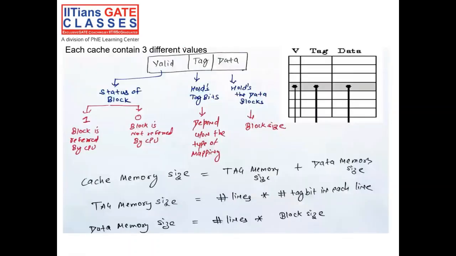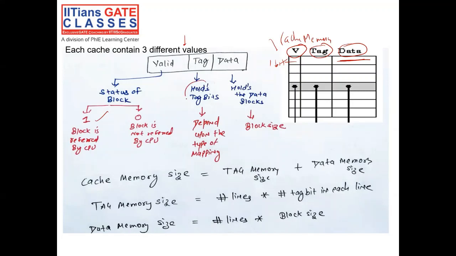Each cache line contains 3 different values. Let's say this is your cache memory. It contains your valid bit, your tag bits, and data bits. Data bits is your block. The valid bit is only a single bit, and it tells the status of the block. If that bit is 1, then the block is referred by the CPU. If that bit is 0, then the block is not referred by the CPU.